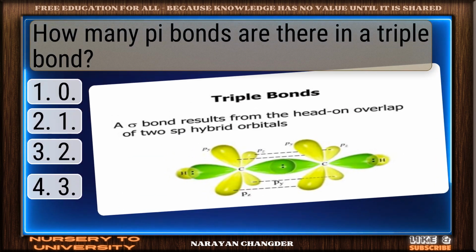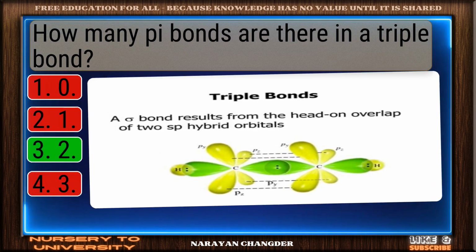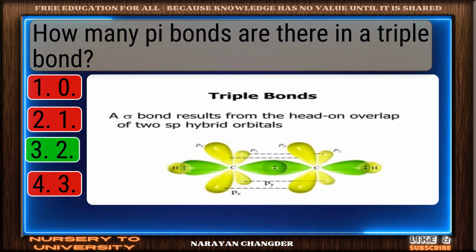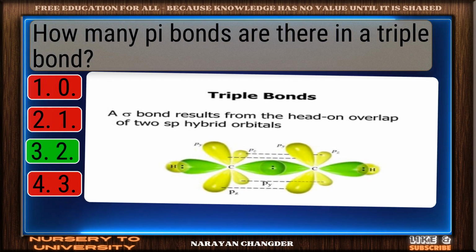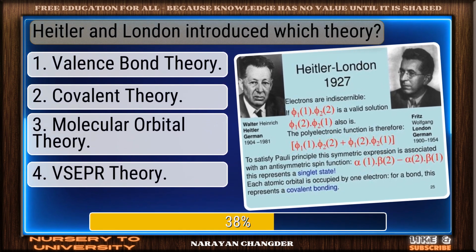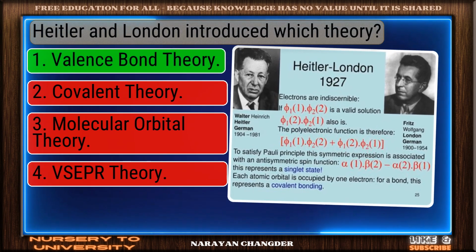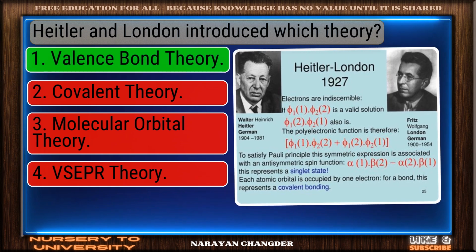How many pi bonds are there in a triple bond? You're right. 2 is the correct answer. Heitler and London introduced which theory? Well done. Valence Bond Theory is the right choice.